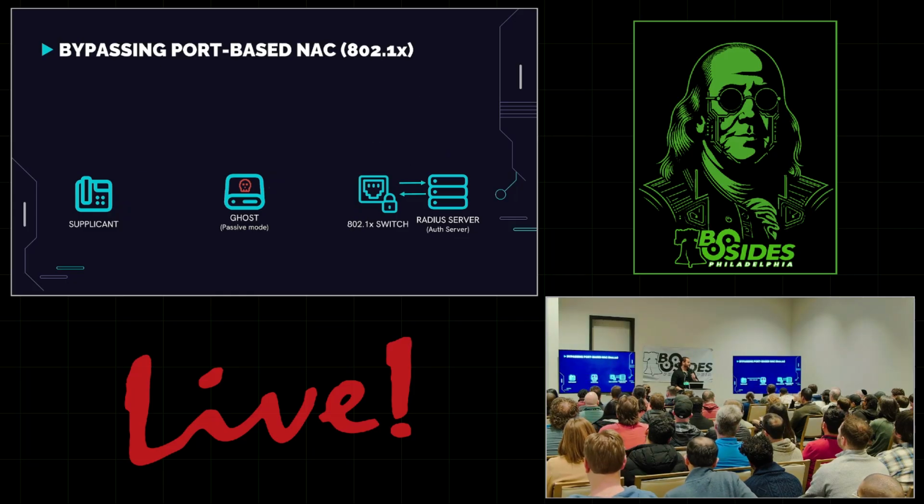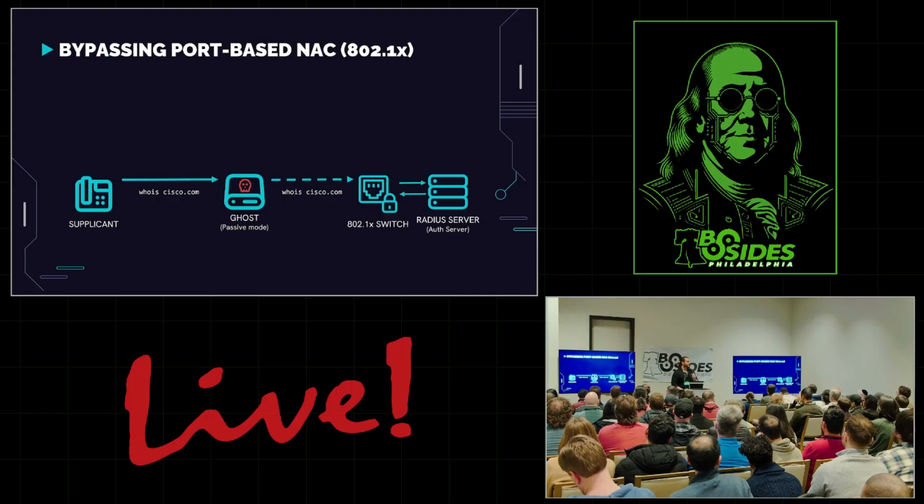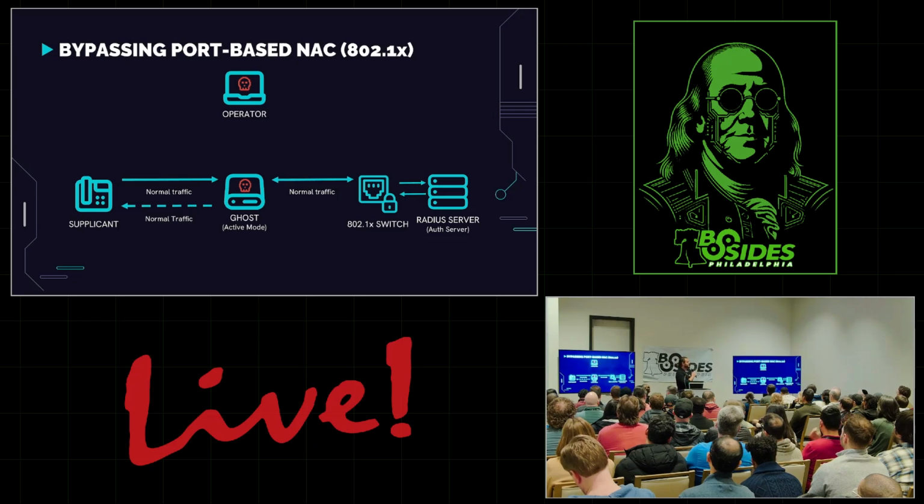Just an aside here: after it's authenticated, if the supplicant decides to communicate and looks up cisco.com or does whatever it needs to do, that just passes on as normal. So now we introduce an operator, and the operator can connect directly to the ghost, and this could be over Ethernet or Wi-Fi or whatever. And then the operator decides to send its own traffic. As you can see, the supplicant traffic is moving as normal, it doesn't really notice anything's happening.